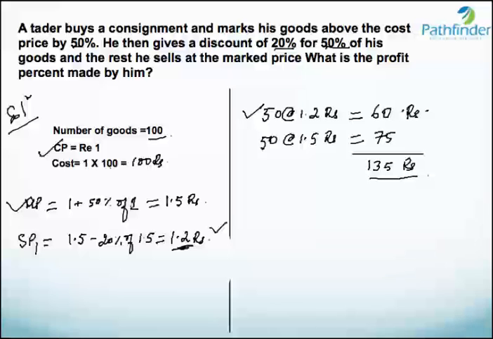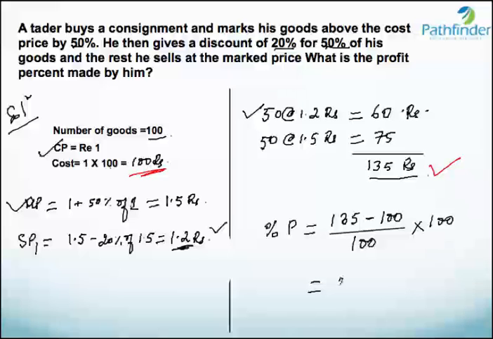So for this particular trader, we have the revenue as 135 rupees and the cost as 100 rupees. Therefore, the percentage profit that this person earns will be given by (135 minus 100) divided by 100 into 100, that should yield 35%. So this is a very simple way of calculating profits or losses for questions based on consignments.